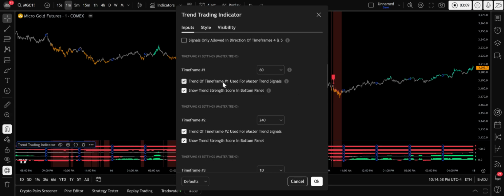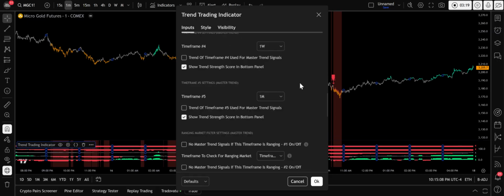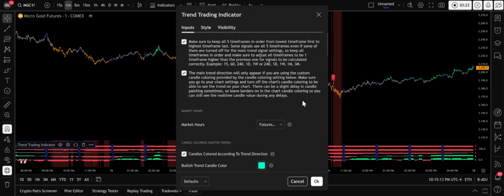We do have the master trend, which, like I said, is going to be the candle coloring. That's going to show up as the candle coloring and let you know that there's a trend. And then from there, we're also going to have other signals, which are down here, and I'll go over those in a second.